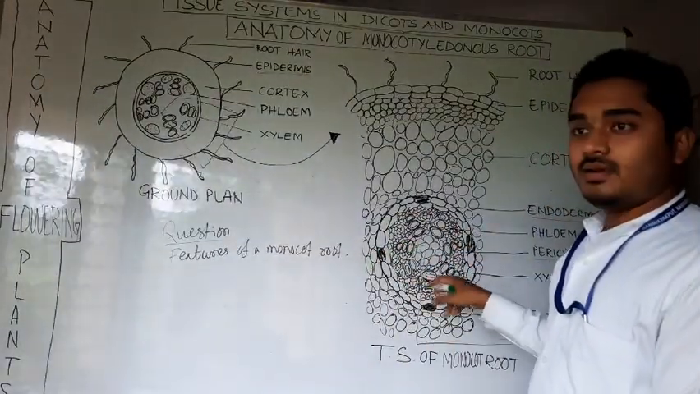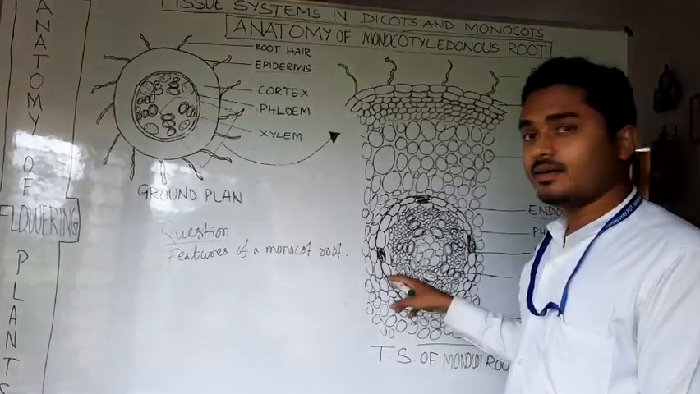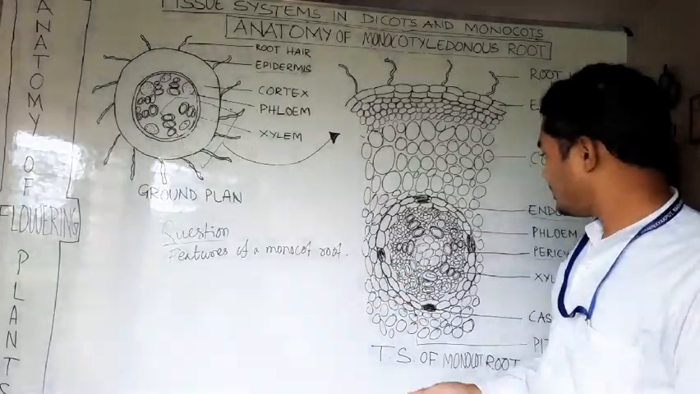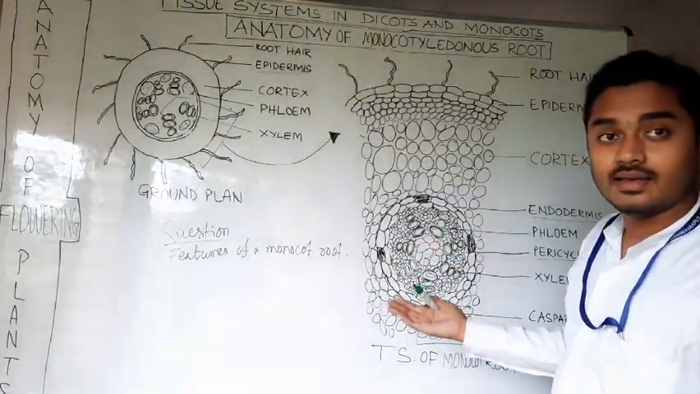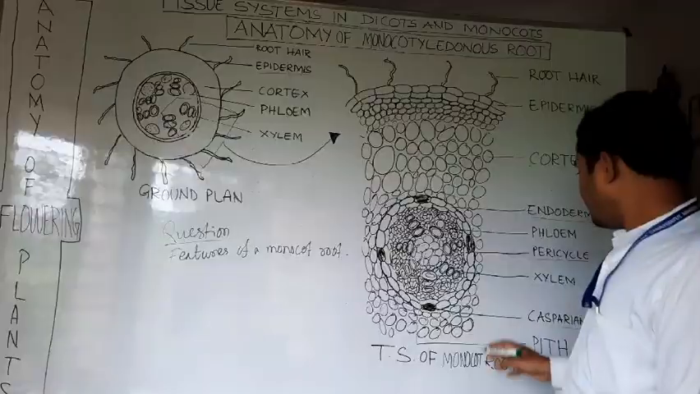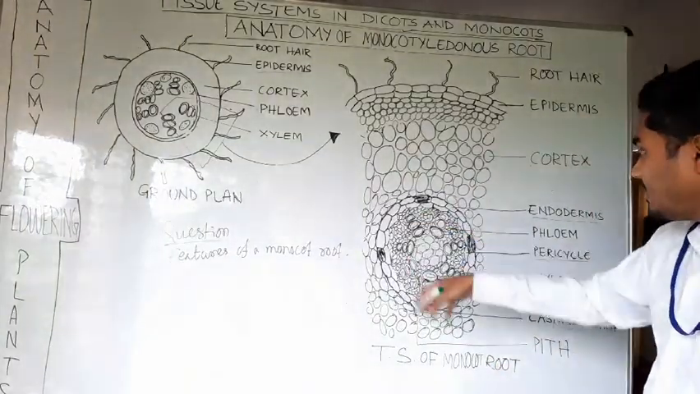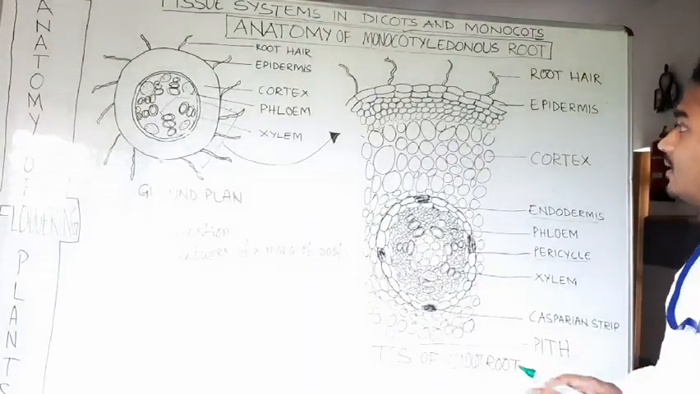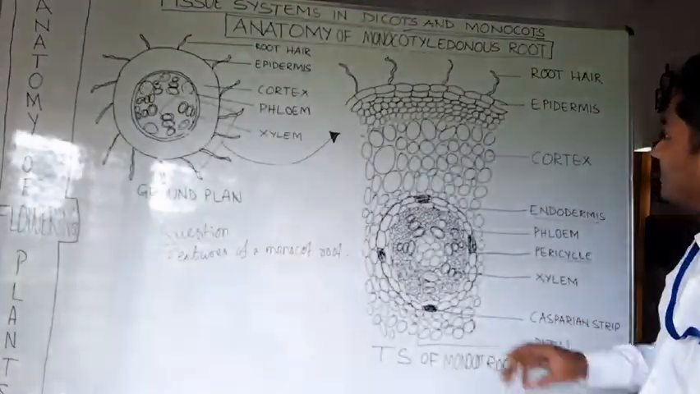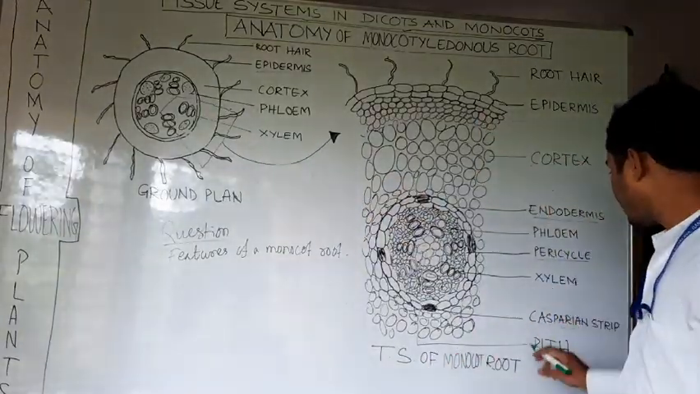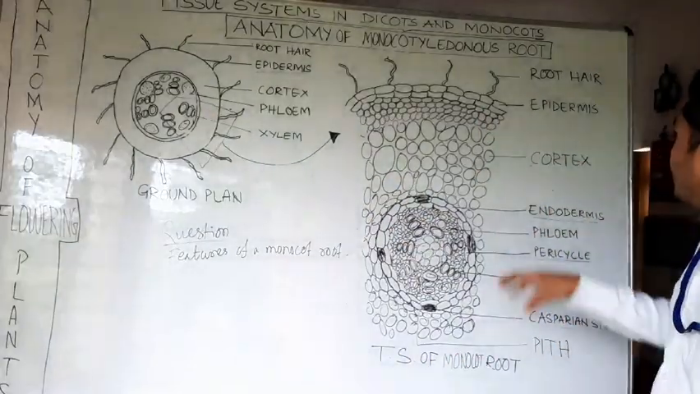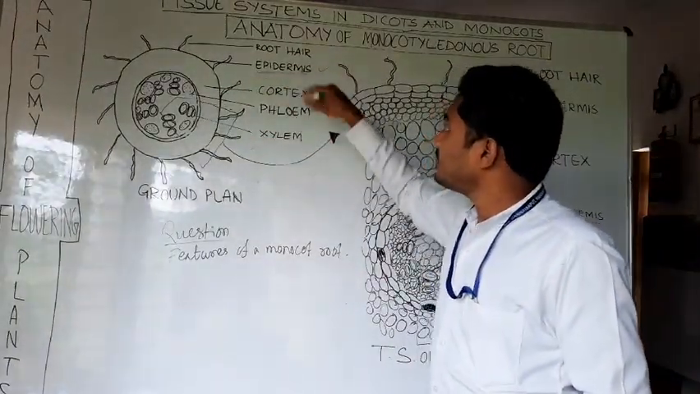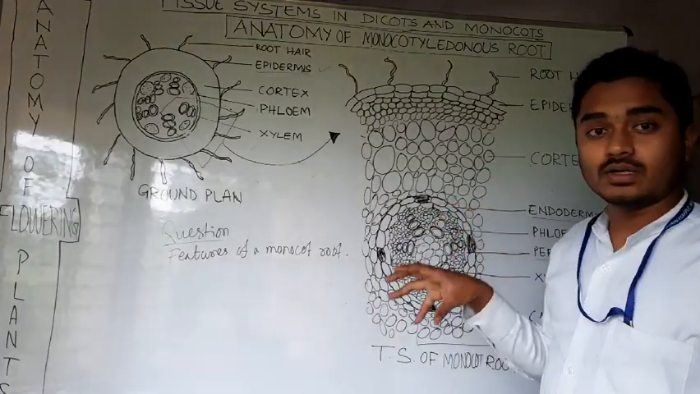Then the xylem and phloem patches are present in more than 6 patches. That's why they are called polyarch condition. The xylem is present in exarch condition. And the Casparian strips found in the endodermis make the cells impermeable to water. And as in dicot root, just remember the terms: what is exarch, what is Casparian strip, pericycle, and what is the term used to describe the epidermis. So this is all about the anatomy of the monocotyledonous root.